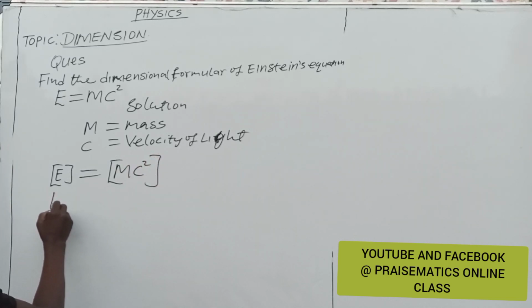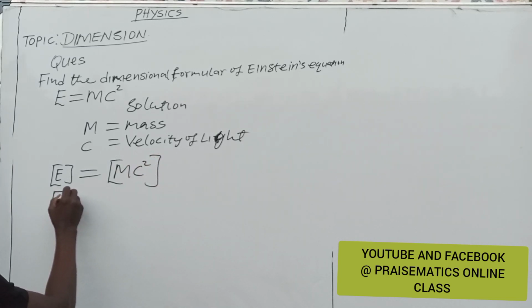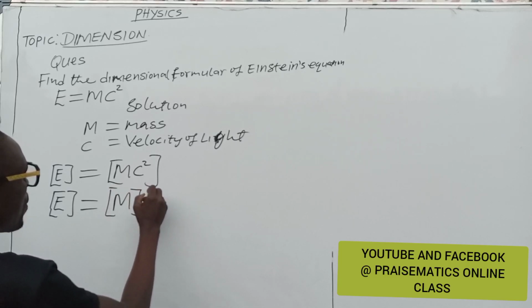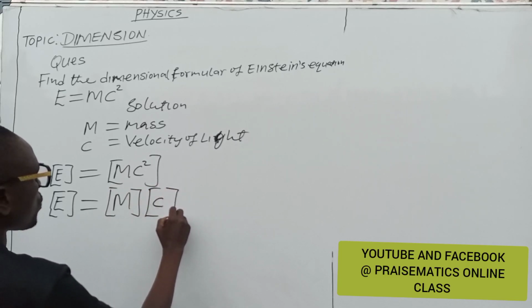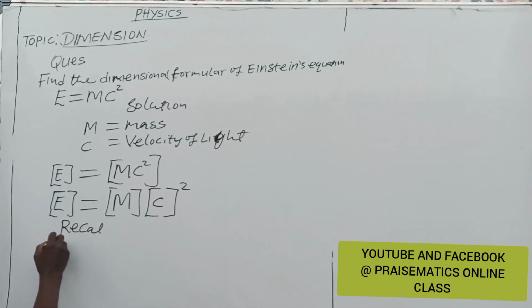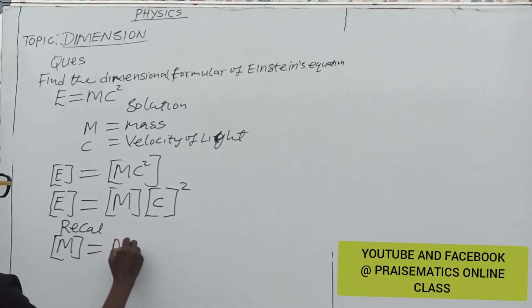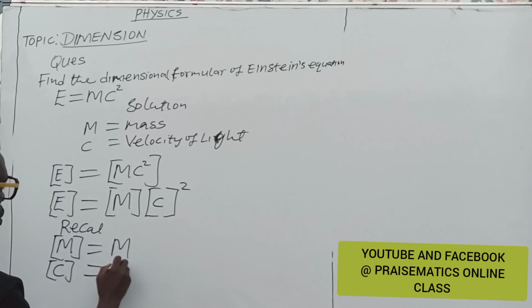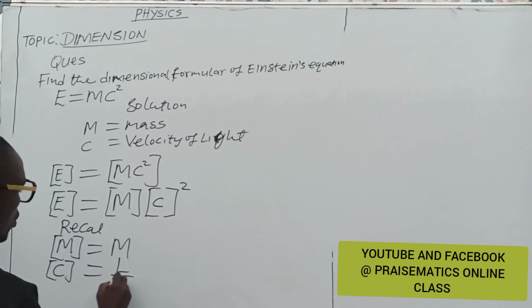The dimension of energy, Einstein's equation, is equal to the dimension of mass multiplied by the dimension of speed of light raised to power 2. Now recall that the dimension of mass is the same thing as M, and the dimension of speed, which is velocity, is equal to L over T.